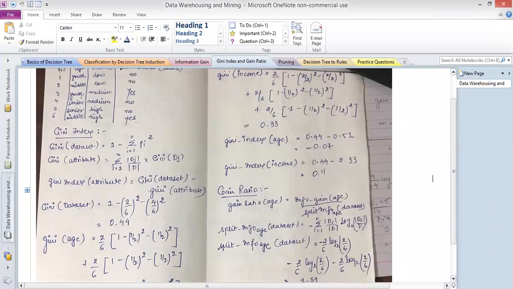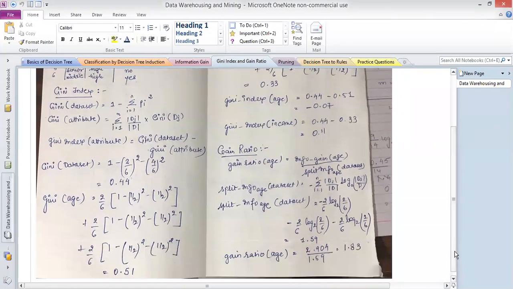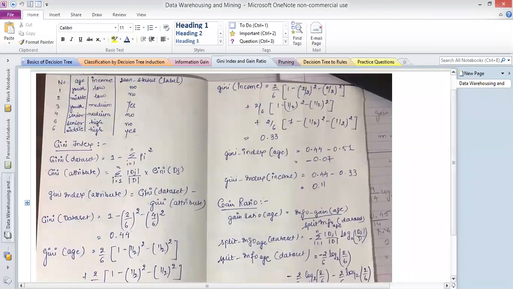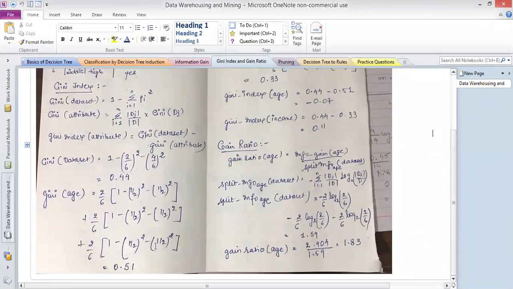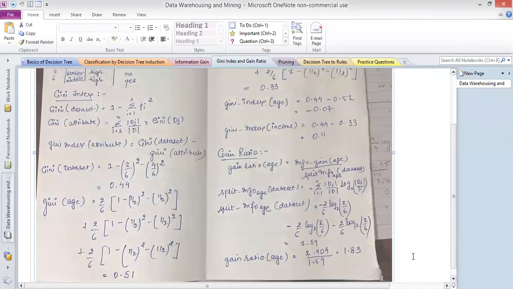For middle, one says no, the other one says yes. So you say 1 minus 1 by 2 whole square minus 1 by 2 whole square. And for senior, again, you see there are 2 tuples, both of them say no. So what you do here is, again, I've made a mistake here. You guys, please do not make it. I considered it as 1 yes and 1 no. Okay, so 2 by 6, 1 minus 0 by 2 whole square minus 2 by 2 whole square.